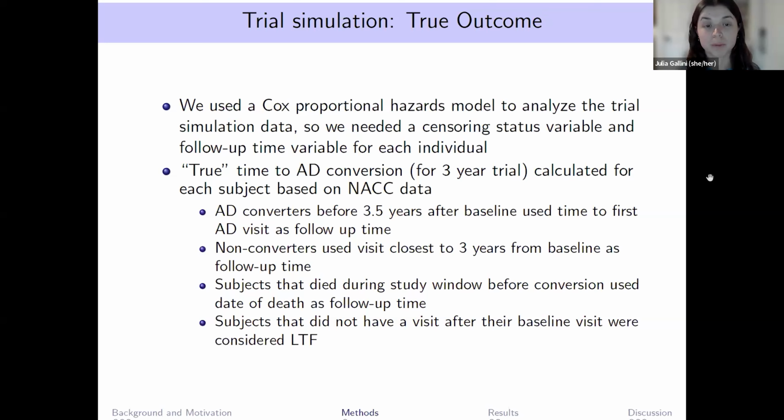AD converters before 3.5 years after their baseline visit, we just took their time to first AD visit as their follow-up time, and they would be considered an event. Non-converters were censored at their visit closest to 3 years from baseline. Subjects that died during the study window were censored at their date of death, and subjects that did not have a visit after their baseline visit were considered lost to follow-up.